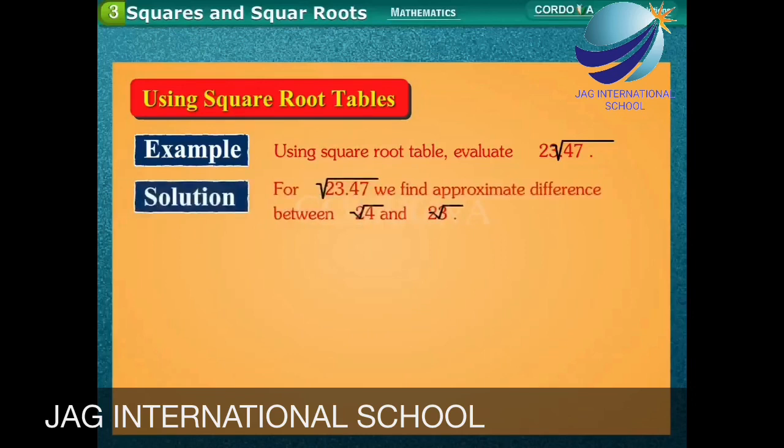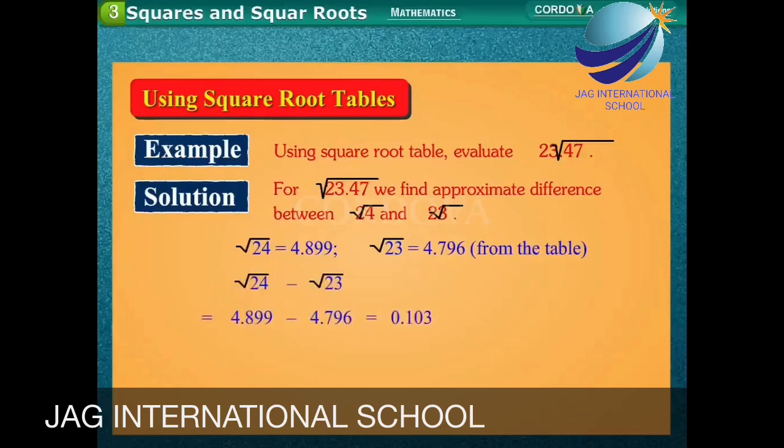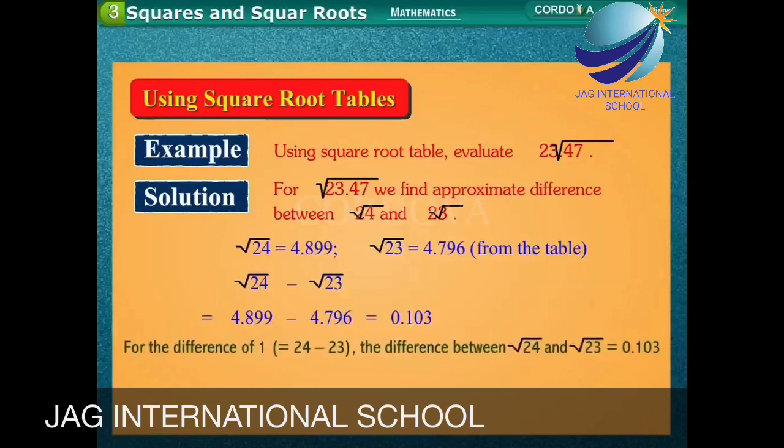Example 3. Using square root table, evaluate square root of 23.47. Solution. For square root of 23.47, we find approximate difference between square root of 24 and square root of 23. Square root of 24 is equal to 4.899. Square root of 23 is equal to 4.796 from the table. Square root of 24 minus square root of 23 is equal to 4.899 minus 4.796, which is equal to 0.103.